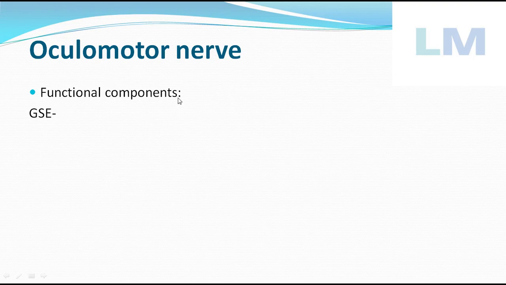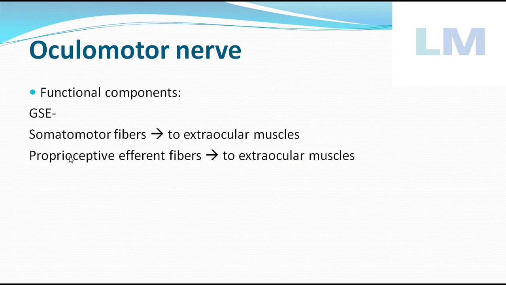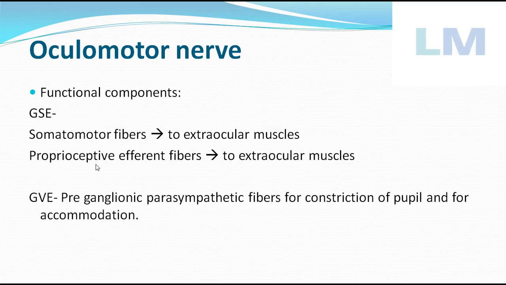So the functional components of the oculomotor nerve include general somatic efferent. Soma means body, eyeball is body, efferent means away from the brain or the brain stem. So somatomotor fibers, they supply the extraocular muscles. Next, proprioceptive efferent fibers to the extraocular muscles are also given, and afferents are carried via the trigeminal nerve.